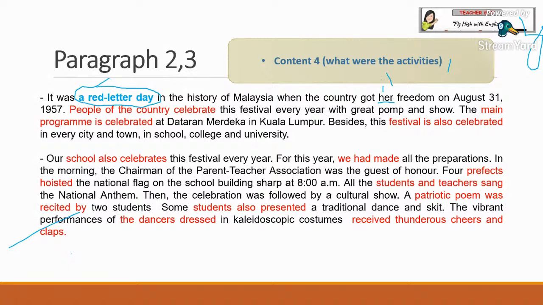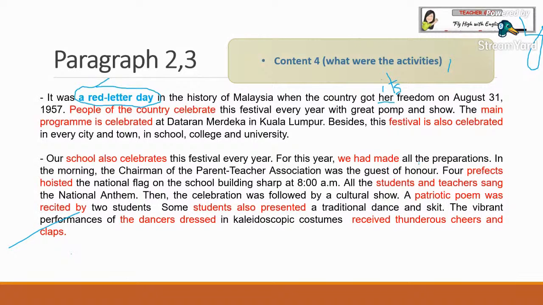So its. Okay, you can use its freedom. Okay, it was a red letter day in the history of Malaysia when the country got its freedom on August 31st, 1957. People of the country celebrate this festival every year with great pomp and show.